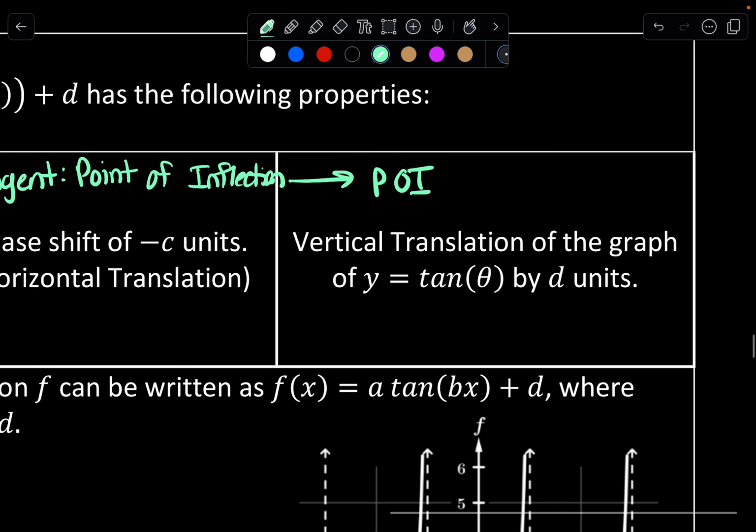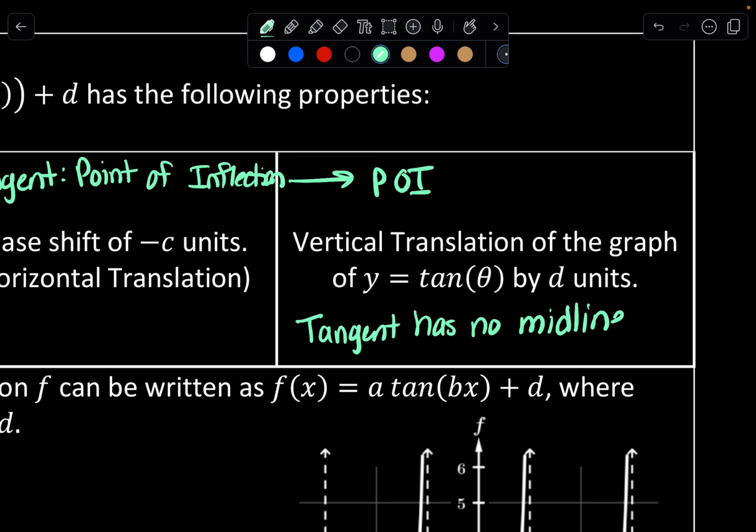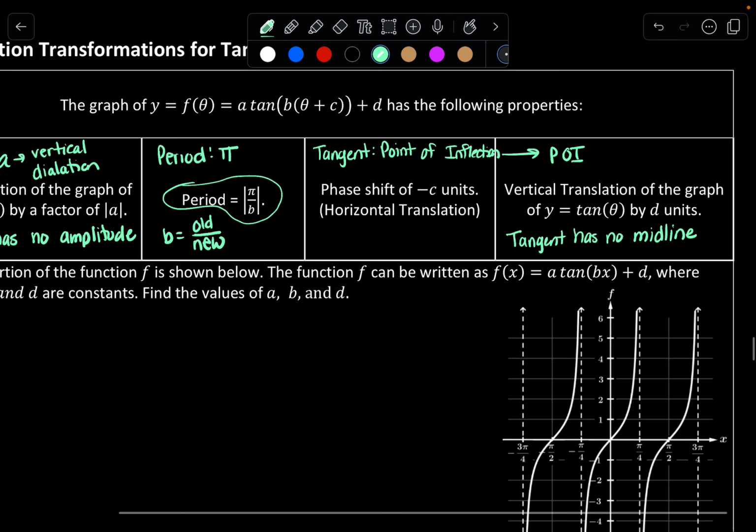And then for tangent, we will still have vertical translations shifting that function up or down, but tangent has no midline. So the D value does not represent the midline, it just represents the vertical translation that we will see occur.